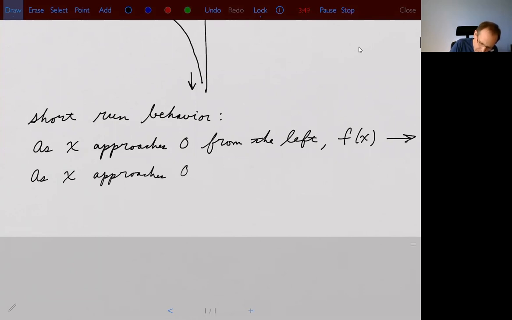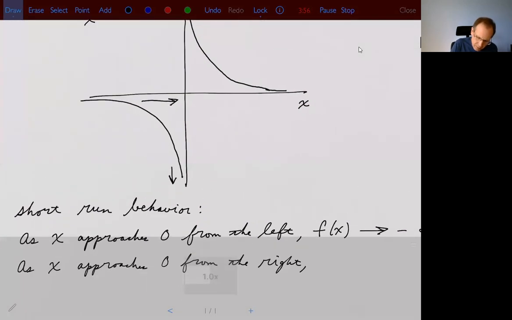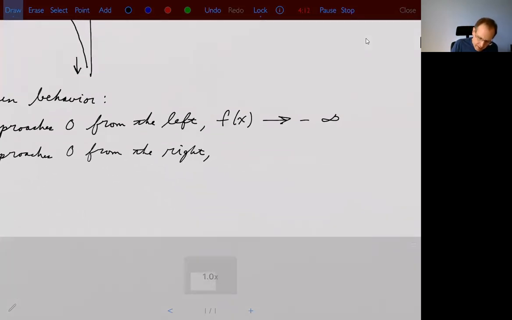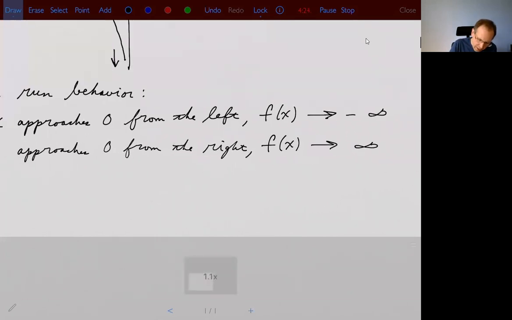And then as x approaches 0 from the right, let's look at our picture. So as x gets closer and closer to 0, it gets smaller and smaller and smaller, but remains positive. What's happening with the function? Well, it looks like it's blowing up towards positive infinity. Okay, so as x approaches 0 from the right, then the reciprocal function f of x is approaching positive infinity.